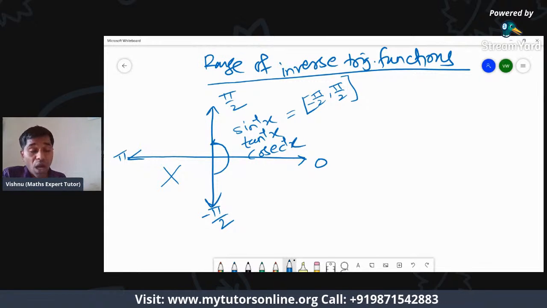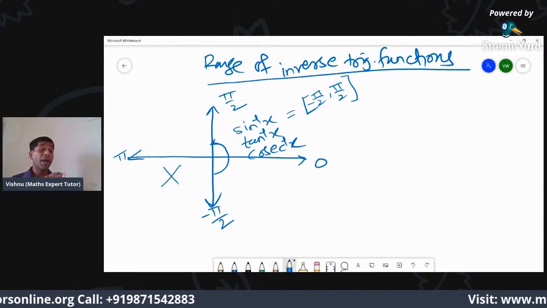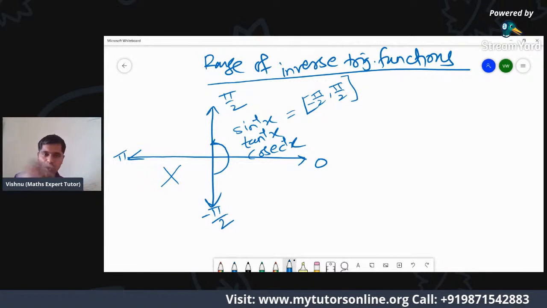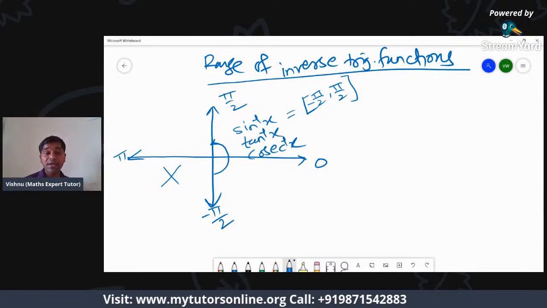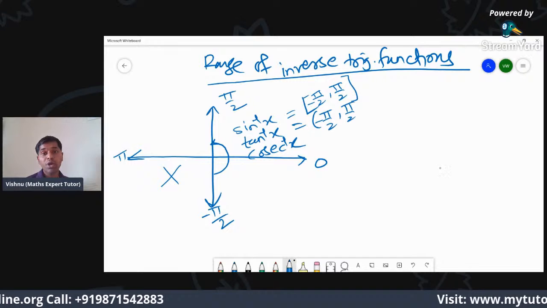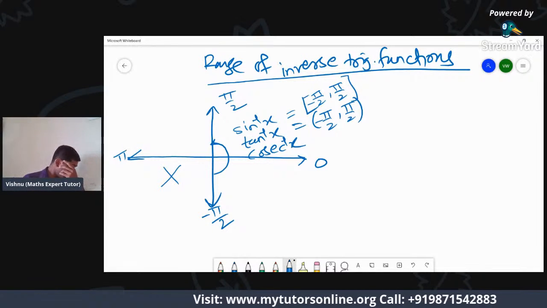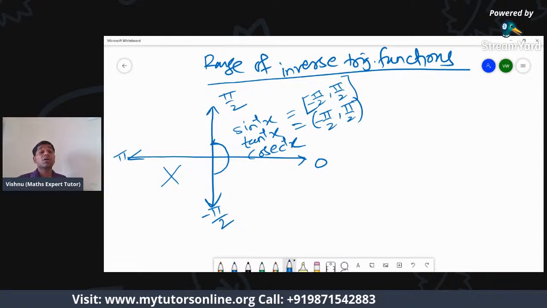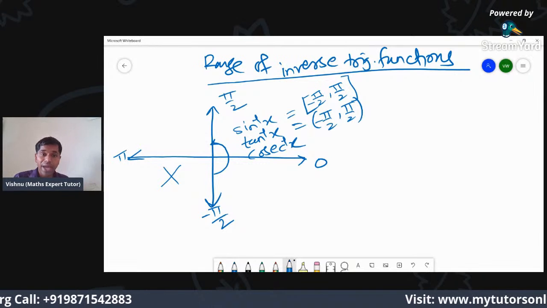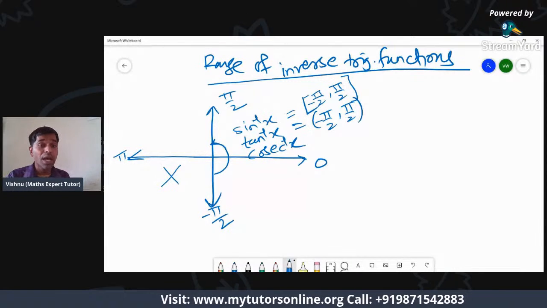Now, how about tan? How do we calculate it for tan? You know that tan is not defined at pi by 2 or minus pi by 2, same thing. Tan pi by 2 is not defined, or we say it is infinity also. So tan at pi by 2 and minus pi by 2 is not defined. That is the reason it becomes an open interval. There is a difference between the sine inverse x range and the tan inverse x range. What is that difference? Sine inverse x has the closed interval minus pi by 2 to pi by 2. What is the meaning of closed interval? Sine inverse x takes the value minus pi by 2 and also pi by 2.